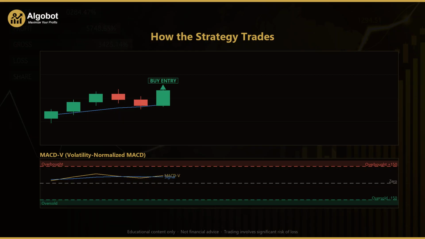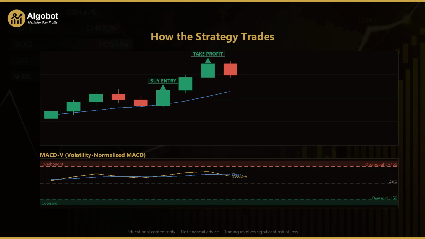Price stalls and pulls back for a couple of candles, and notice what happens in the oscillator. Macd rolls over and dips down until it slips below its signal line. That is the momentum cooling off, exactly the pause the strategy is waiting for. Then, on the fifth candle, price turns back up with the trend, and Macd crosses back above its signal line. All four conditions now agree.